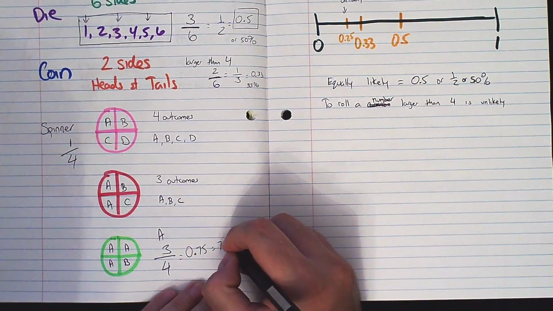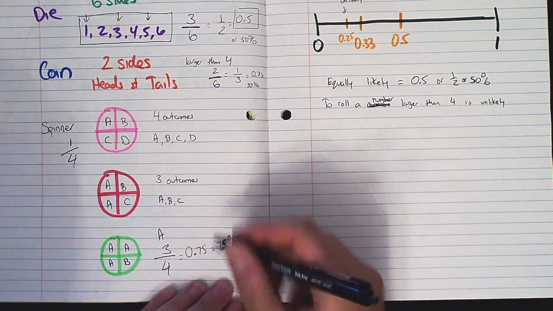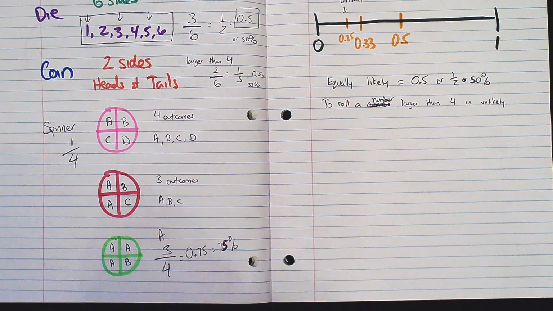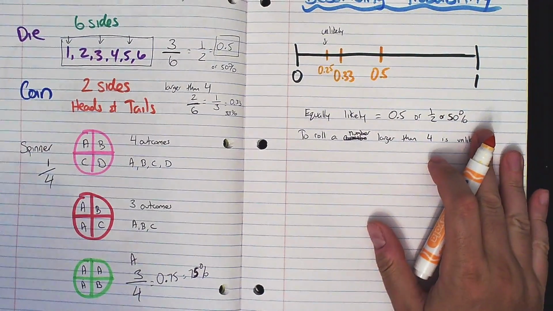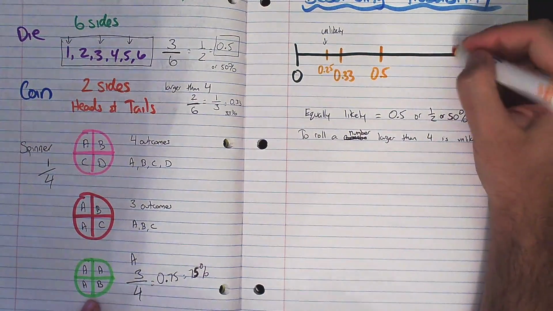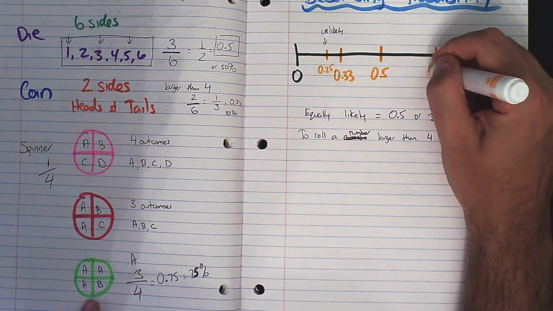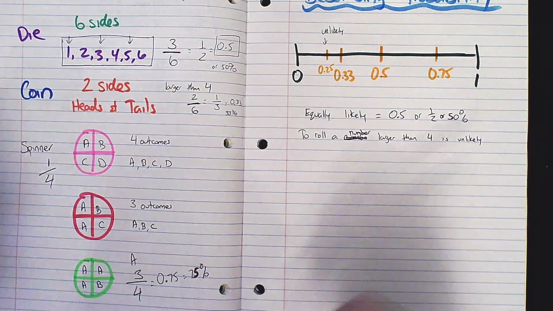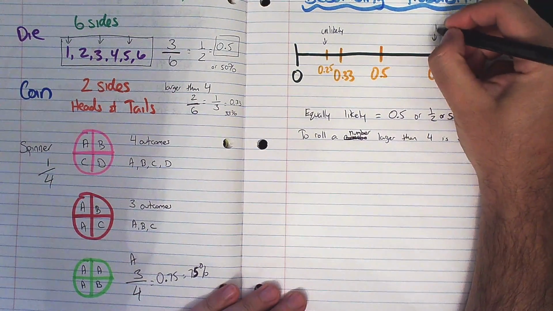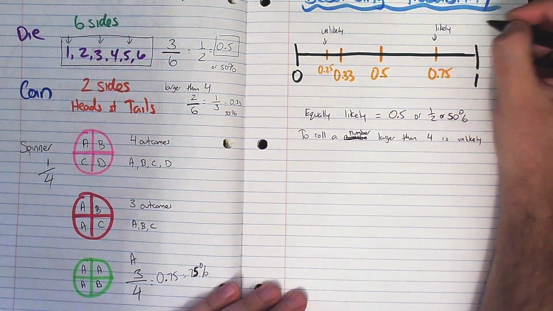I like writing the percent too because the grade 7s can use that. I'm more of a percent person, but anyways. So to get an A on this spinner, you would come back over here, 0.75. In this one here, you would say likely.